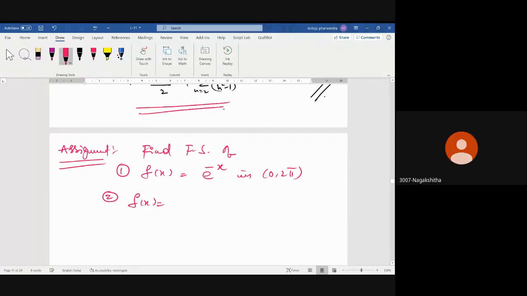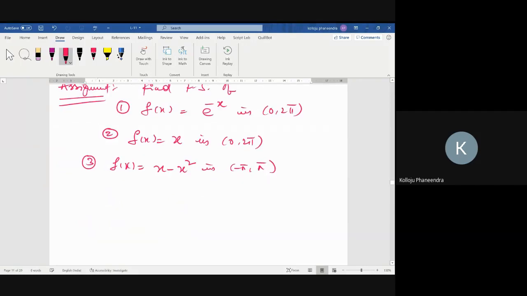Yes, sir. Try this, in minus pi to pi, I will give f of x equal to x minus x square in minus pi to pi, and deduce the value of 1 by 1 square, 1 by 2 square, 1 by 3 square, 1 by 4 square, and so on. Let me give another one, same problem. Anyway, I will tell this, simple. Okay, these 3 problems are the assignment.